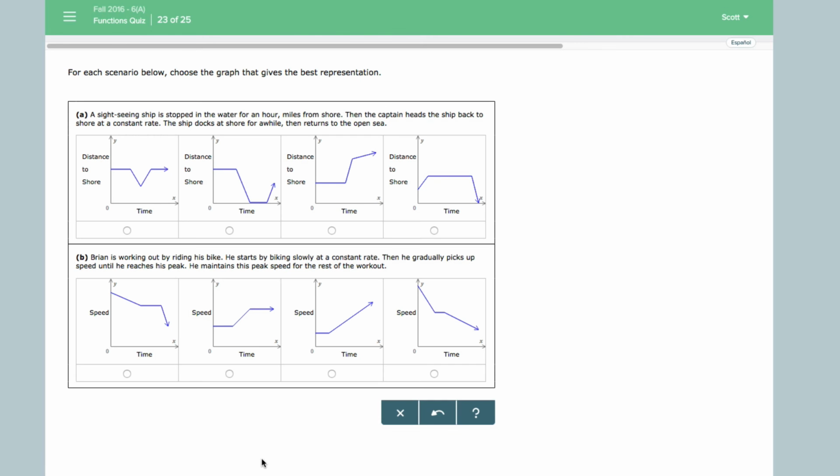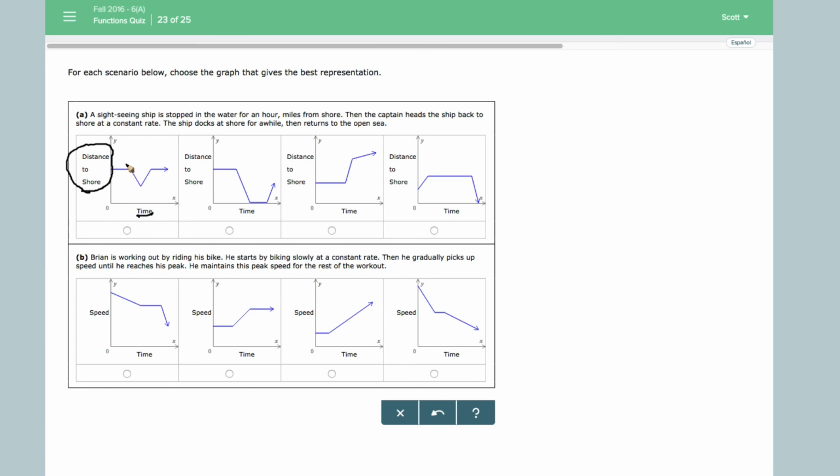Okay, and this next one is a little more complex. A sightseeing ship is stopped in the water for an hour, miles from shore. Then the captain heads the ship back to the shore at a constant rate. The ship docks at shore for a while and then returns to open sea. So what happens? This is our distance to shore, and this is our time, obviously.